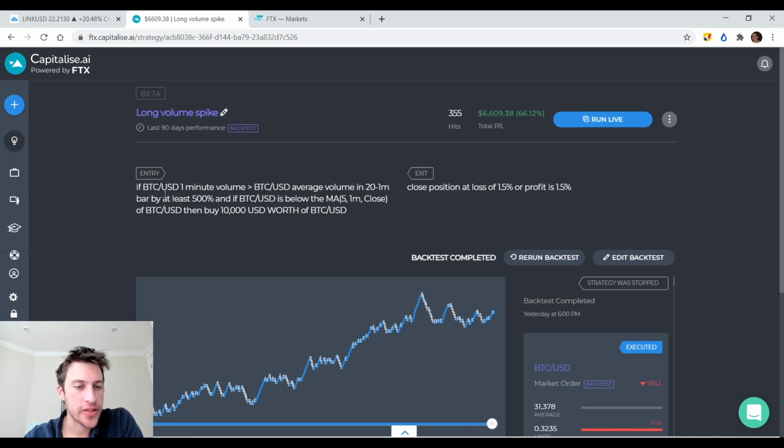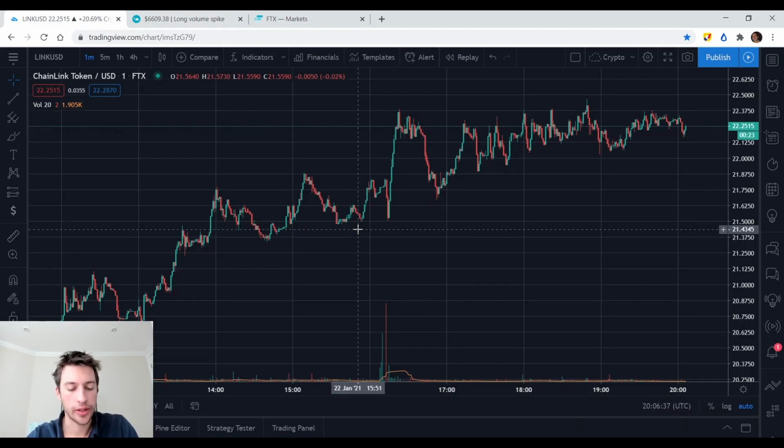What I'm showing you guys today is a volume spike strategy that you can use. This is basically saying if Bitcoin volume on FTX is greater than the 20-minute volume average by at least 5 times, then the condition is met. And if Bitcoin falls below a 5-period moving average, then this will buy $10,000 worth of Bitcoin.